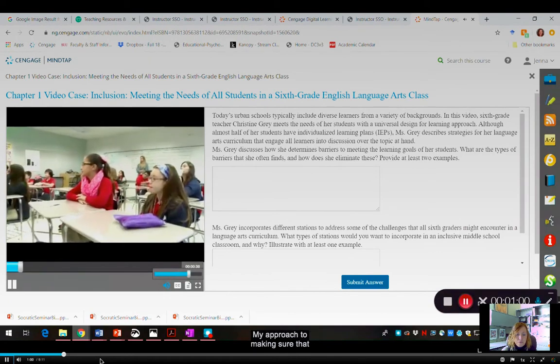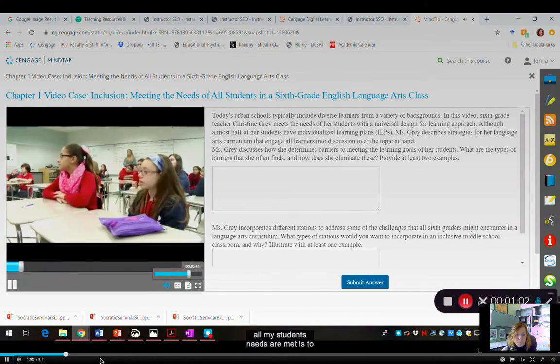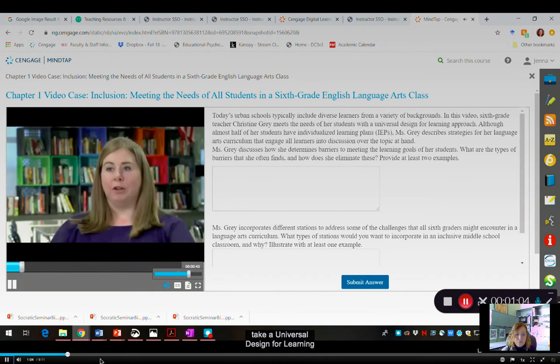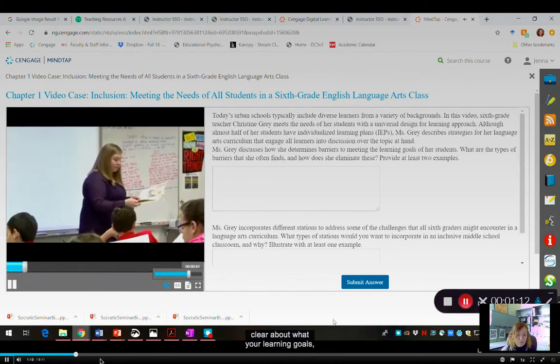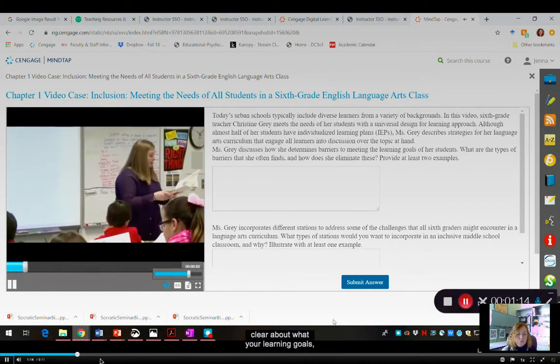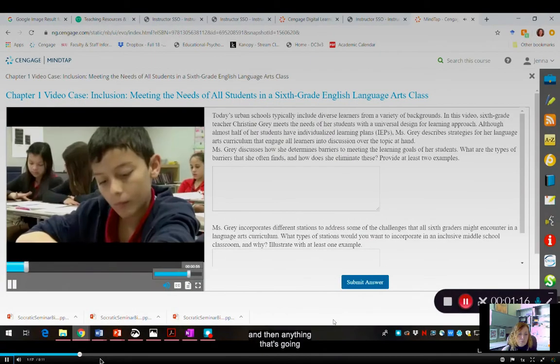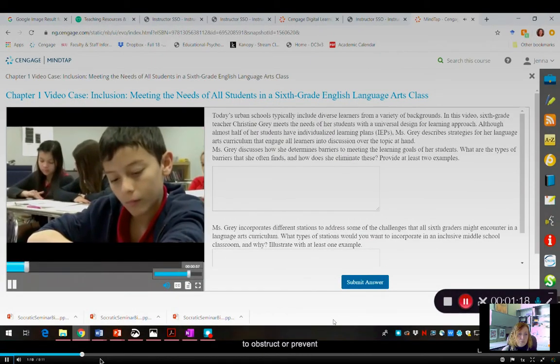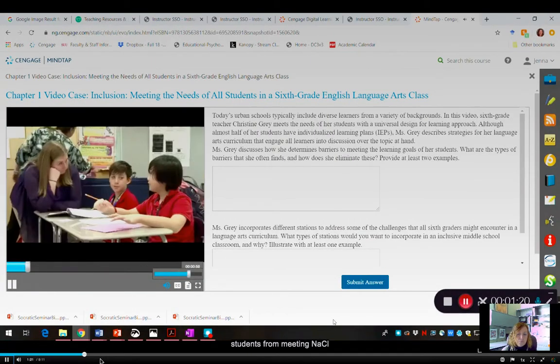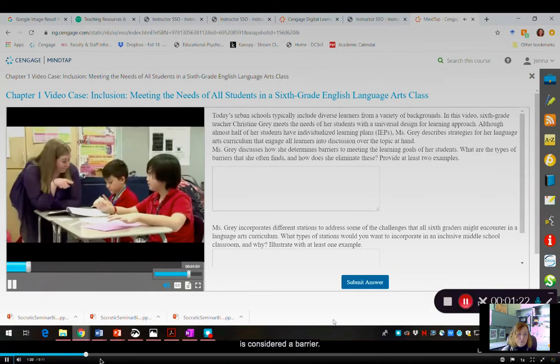My approach to making sure that all my students' needs are met is to take a universal design for learning mindset into my classroom. So, a big part of universal design for learning is being really clear about what your learning goals are, what your learning objectives are. And then anything that's going to obstruct or prevent a student from meeting that goal is considered a barrier.